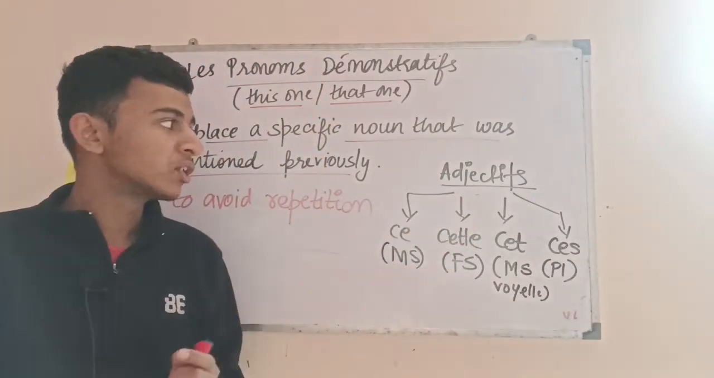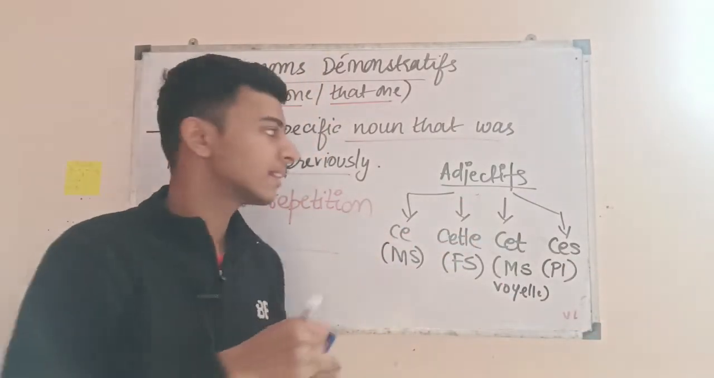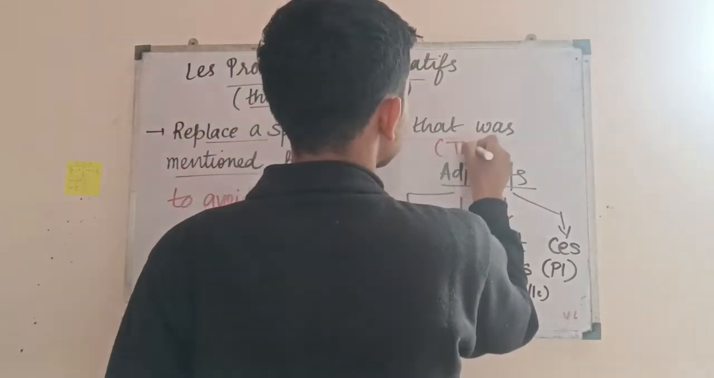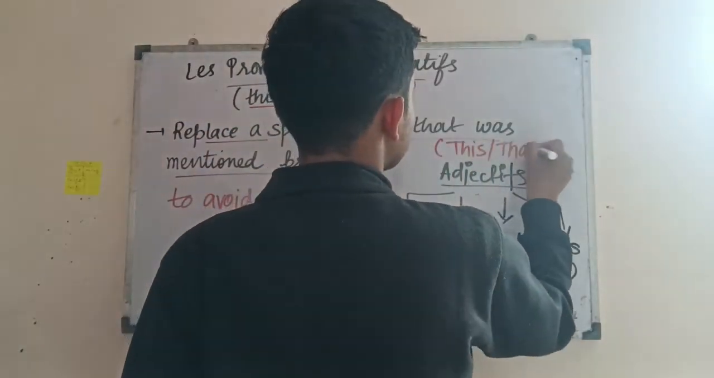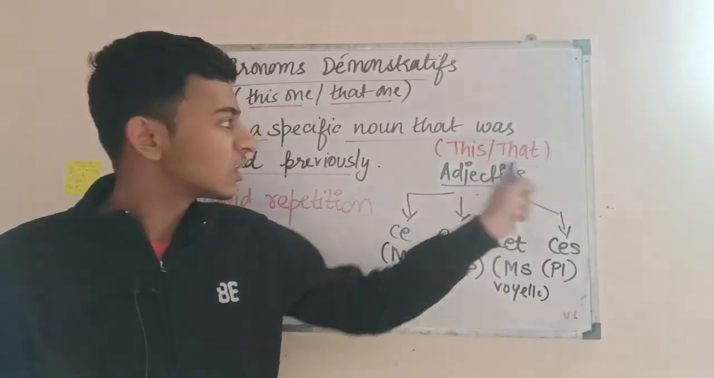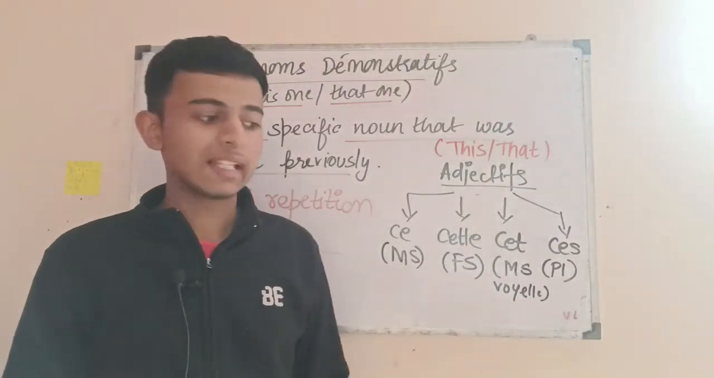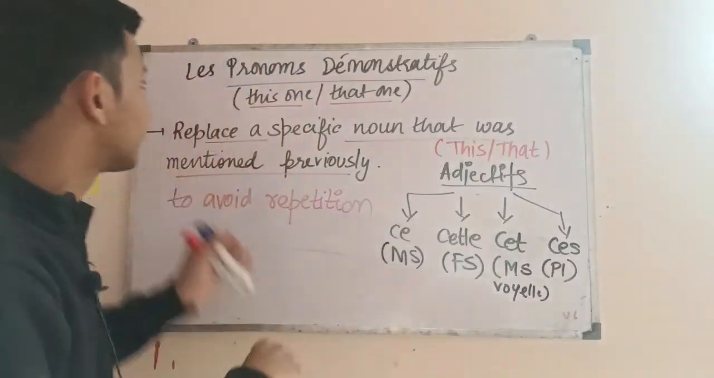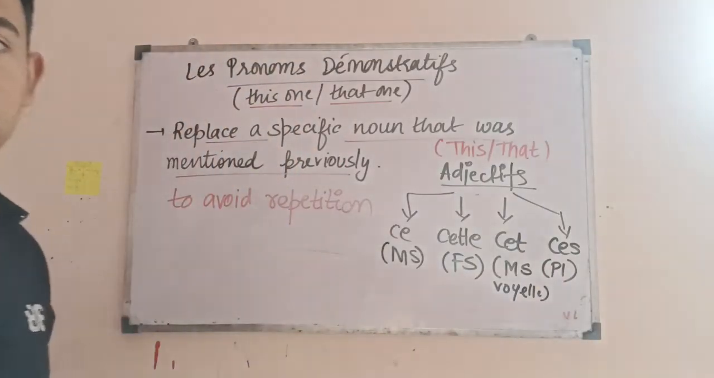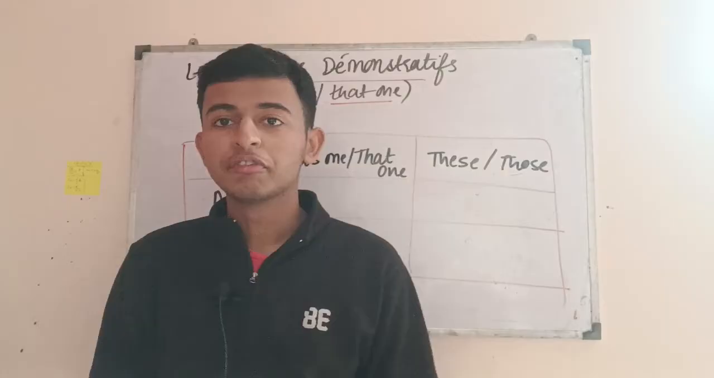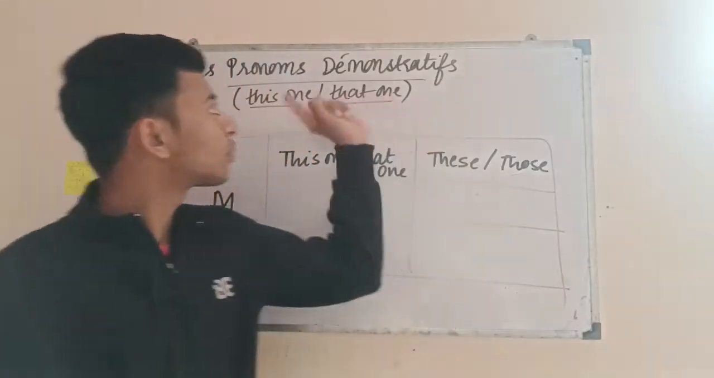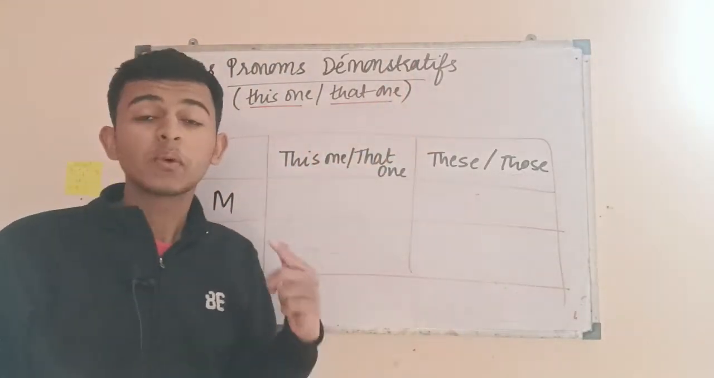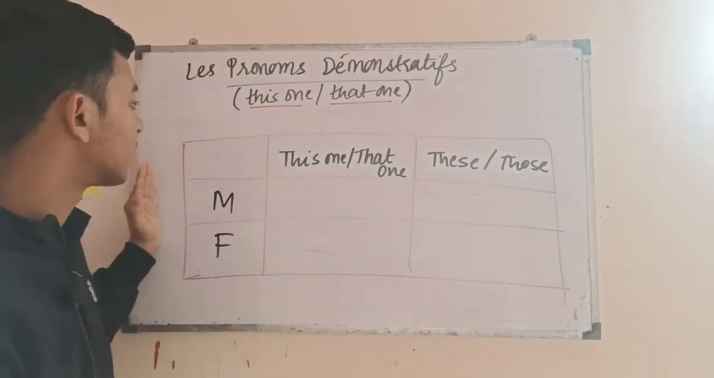The idea that adjectif démonstratif gives us is this or that. They tell us whether this or that is correct or not. That this is my pen, this is my umbrella, etc. Now we are specifically dealing with les pronoms démonstratifs. We've talked about the significance of pronoms démonstratifs, but what is exactly their form in French? Let's have a look at that.